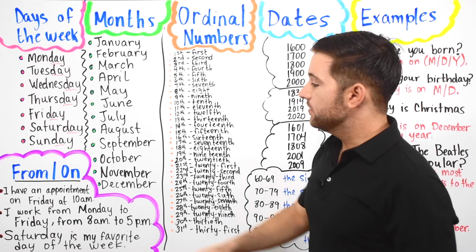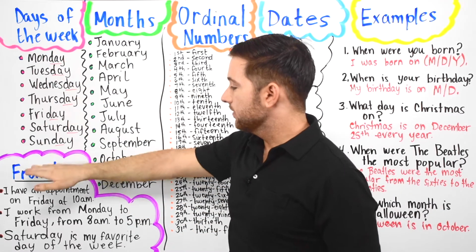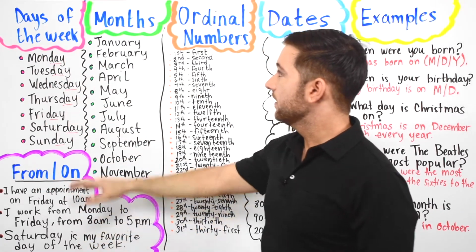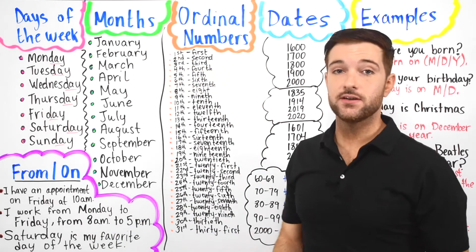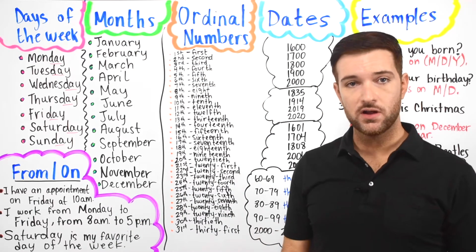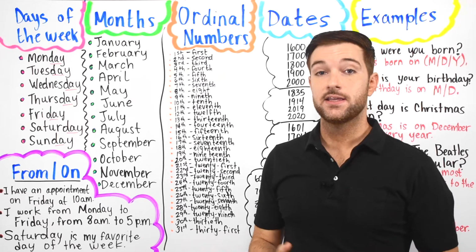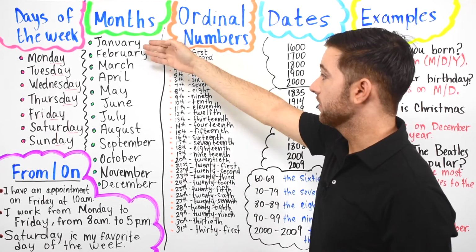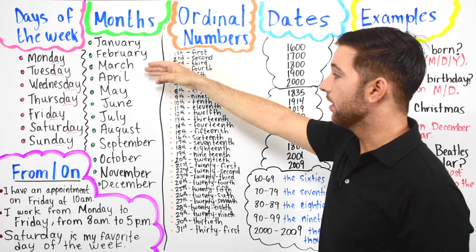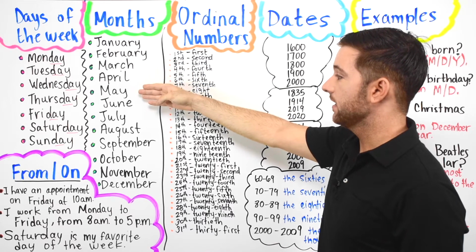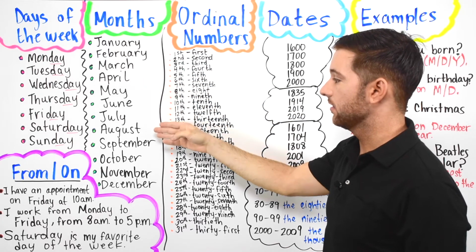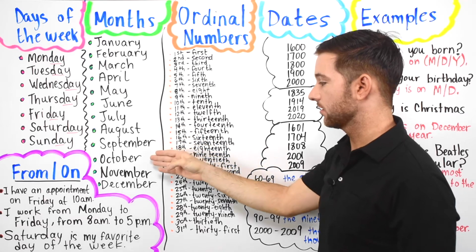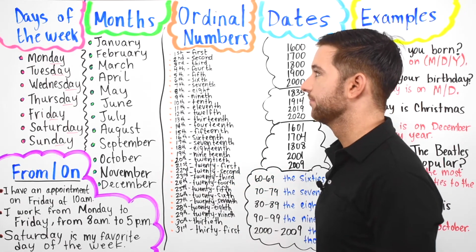All right, guys, so we just learned the days of the week. We learned from and on. Now let's move on to months of the year. Remember that there are 12 months in a year. The months are January, February, March, April, May, June, July, August, September, October, November, and December.